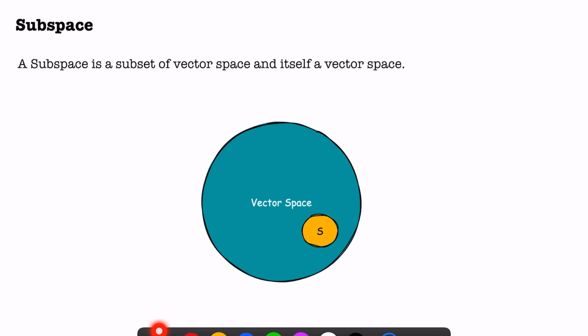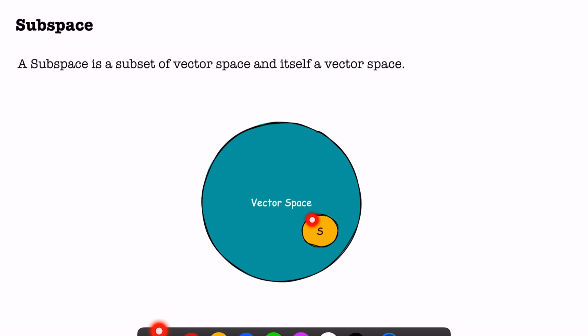In the previous video, we discussed vector space and saw what all rules a vector space satisfies. Now here we are discussing subspace. A subspace is a subset of a vector space and it itself is a vector space. So if this is a vector space, then S is a subset of this vector space.